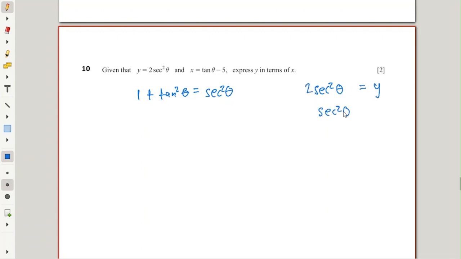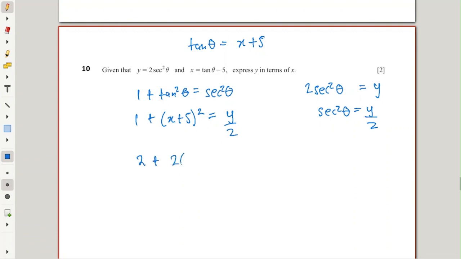Sec square theta is going to be y over 2. Then also, if you want to find tan theta, it is x plus 5. So tan theta is x plus 5. Here it's being squared, so you just square it. You have sec square theta here, which is y over 2. So if I make y the subject, I'm going to multiply throughout by 2. So I'll get this, 2 is equal to, everything is equal to y. So that's it for 2 marks.